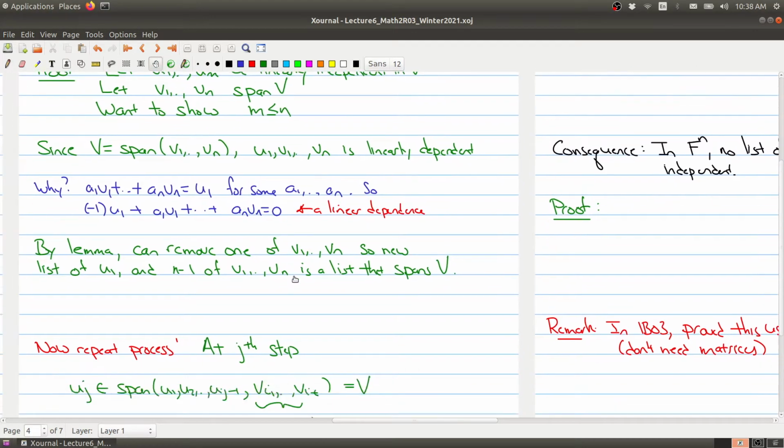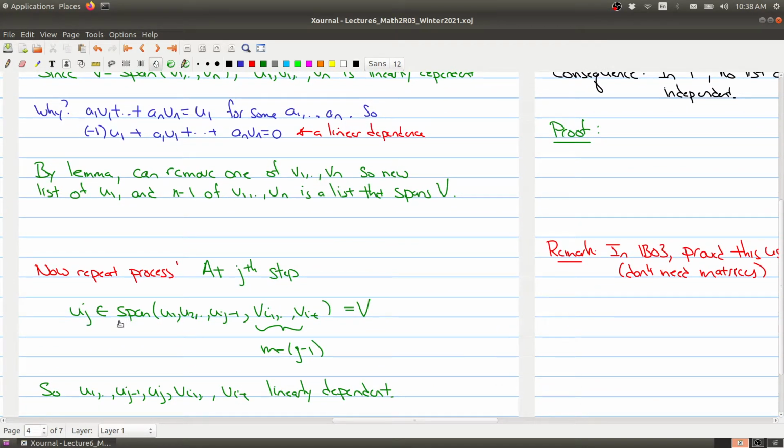Now we repeat the process. At the jth step, so far we've found j minus 1 of the ui's in my list, and I have n minus (j minus 1) vectors from my original list. What I've been doing in each step is removing a vi and throwing in a ui. Each time, the linear dependence lemma allows me to throw something out, put something in, and then throw something out, and I don't destroy the spanning property. And so uj, which is another vector because it's inside of V, is inside of here.